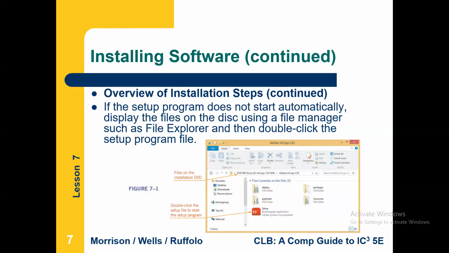But if it doesn't, then you go to the File Explorer, you go into your CD or DVD drive, and you see the files that are on your disk. Then this is the setup program. You double click on this, and the setup program will guide you through how to install that particular software. So this is one method by which software can be distributed.